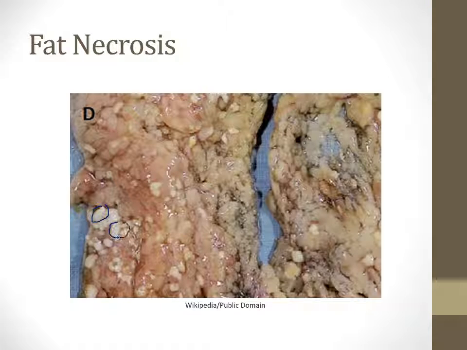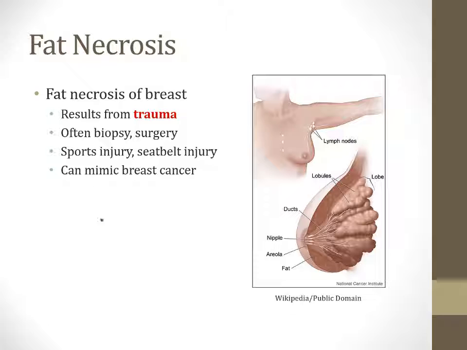This is fat that has undergone saponification with calcium and undergone fat necrosis. A second place where you can see fat necrosis is in the breast, and this is a big problem for doctors who treat breast cancer and breast radiologists because this can mimic breast cancer.